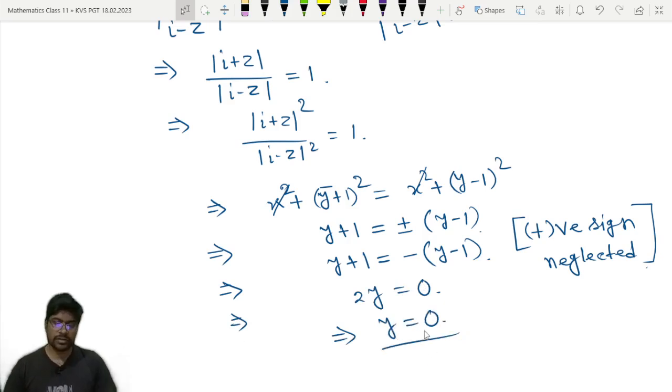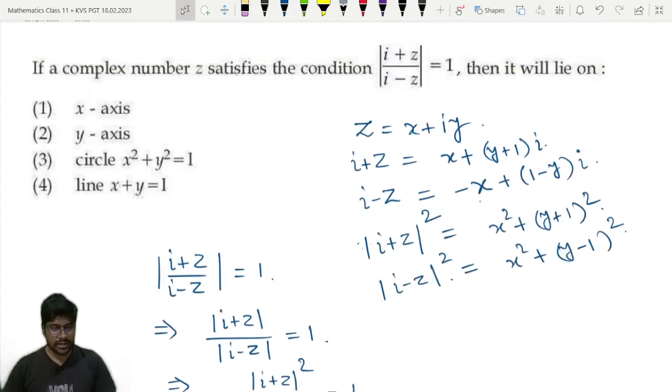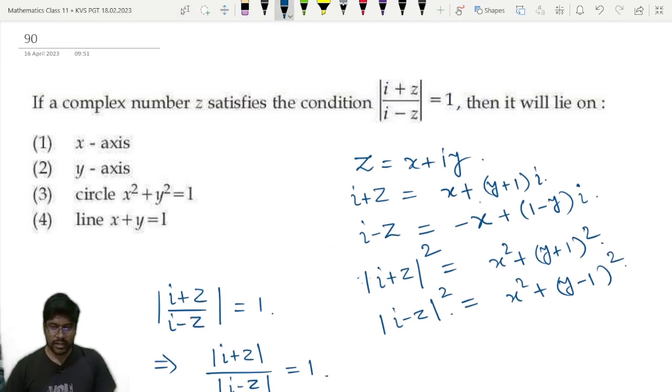Now y = 0 is the equation of the x-axis. So then it will lie on the x-axis. So option 1 is the correct answer. Option 1 is the correct answer.